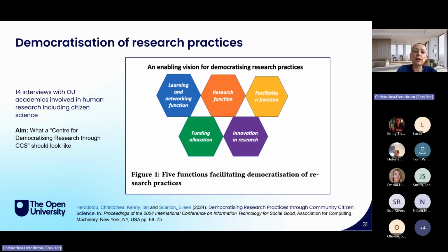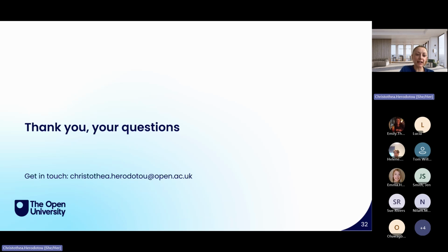So they talk here about the learning and networking faction, research faction, facilitation, funding allocation, and innovation in research. So they would like to see a center promoting or enabling these kind of factions as a means of enabling collaborations with communities in the form of the public being involved in all the stages of the scientific research. So this was actually my last slide.